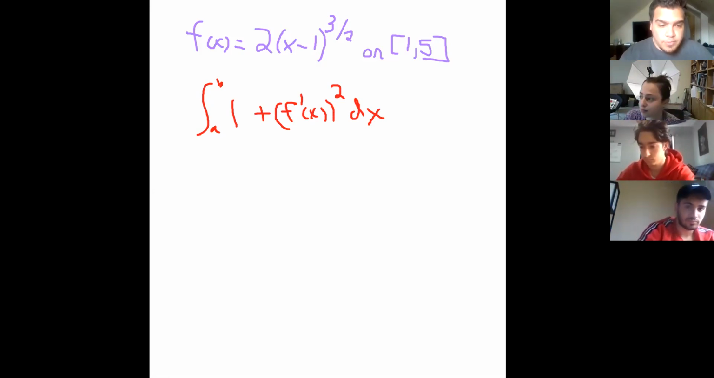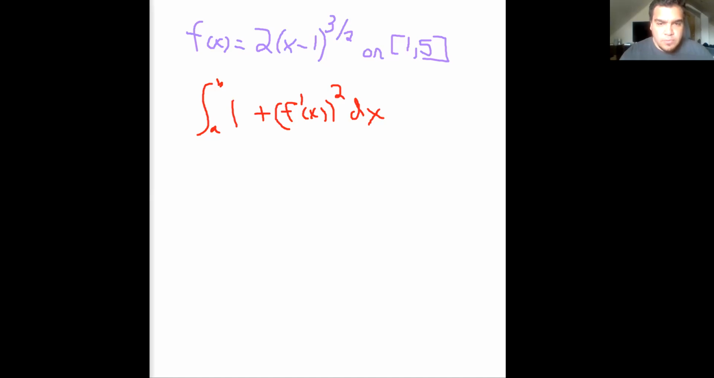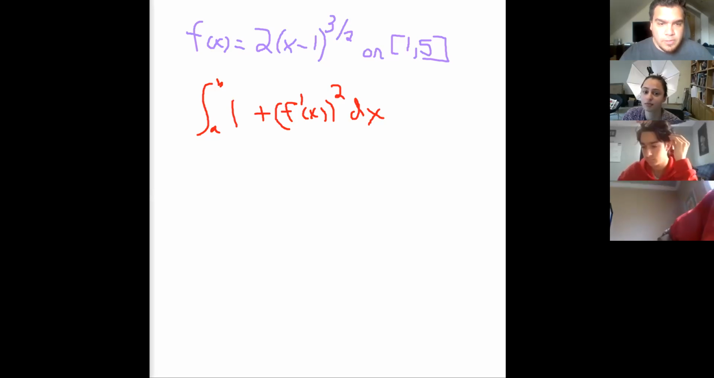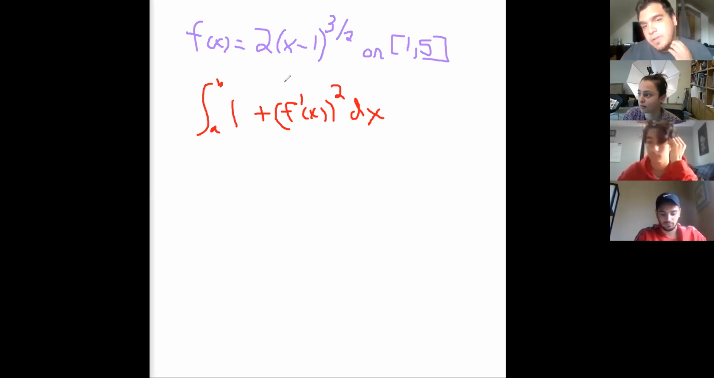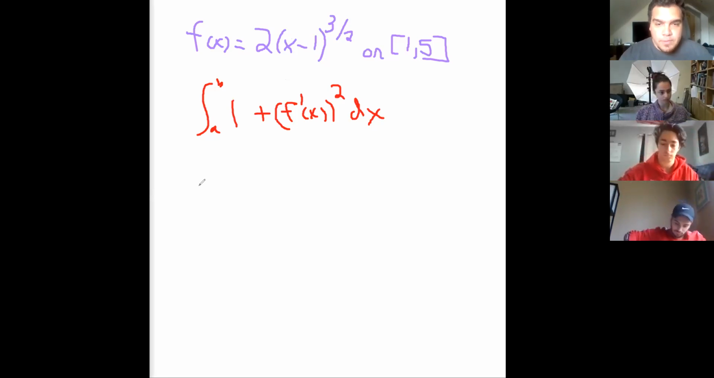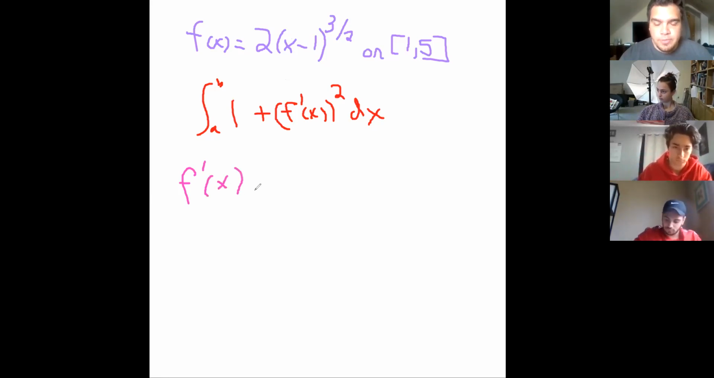So then what we're going to do is use it for this equation. This is our first f of x: 2x minus 1 to the 3/2. So we have to find the f prime of that, and we have to remember our derivative rules from like three chapters ago.